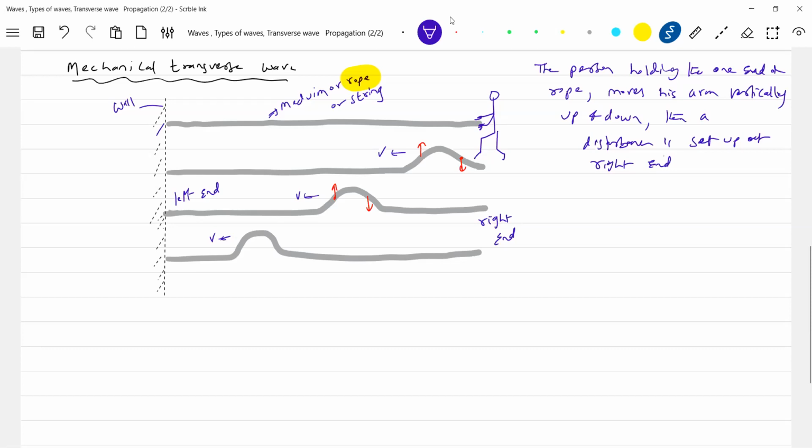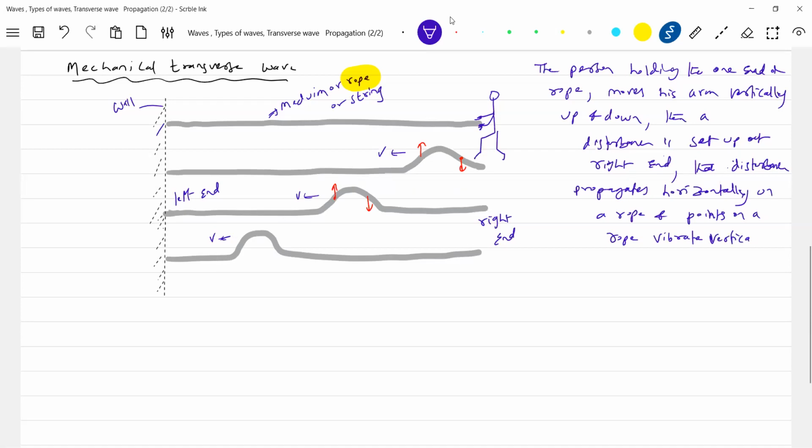In this one, a disturbance is set up at the right end. That disturbance propagates horizontally on a rope, and points on the rope vibrate vertically. Vertically means along the y-axis, horizontal means along the x-axis.